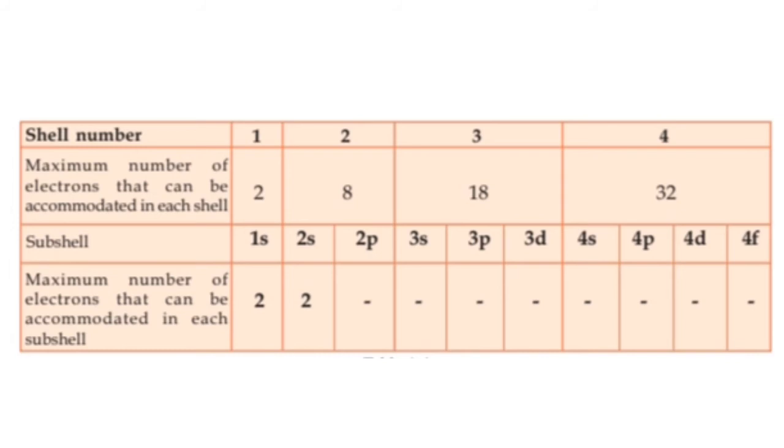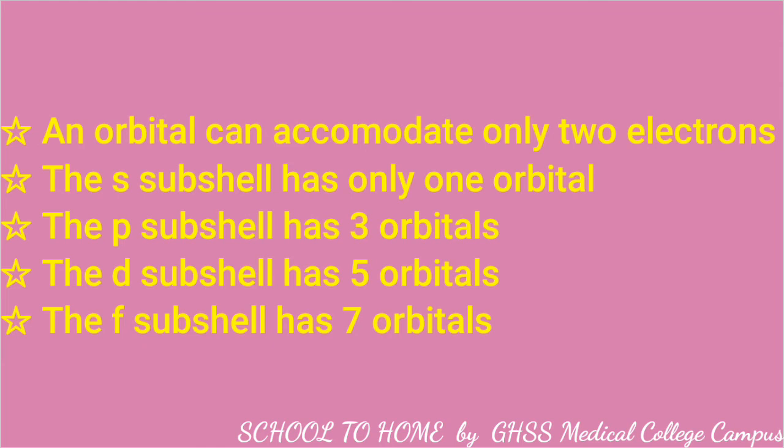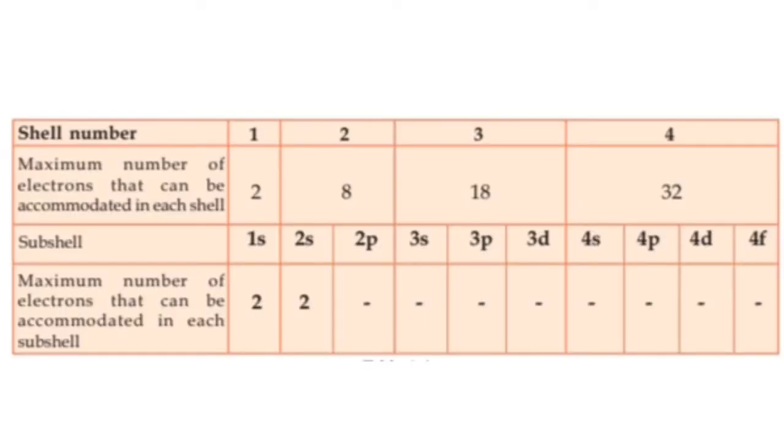There we studied that one orbital can accommodate only 2 electrons, and S subshell has only 1 orbital. P subshell has 3 orbitals. D has 5 orbitals and F has 7 orbitals. Based on that idea, let us complete this table. Here you write the maximum number of electrons that can be accommodated in each shell in the first row. In the second row, write the subshells present in each shell. Below each shell number, you write the subshells which are present in that shell. Below that, we will try to fill the maximum number of electrons that can be accommodated in each subshell.